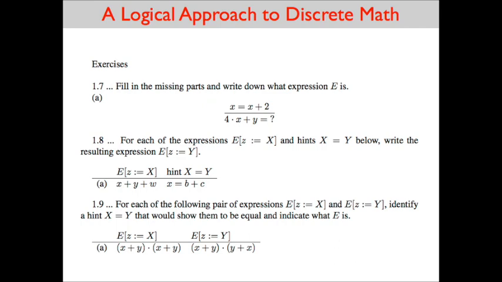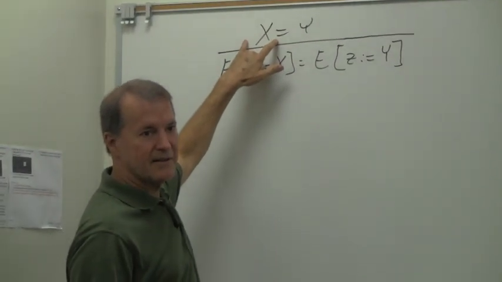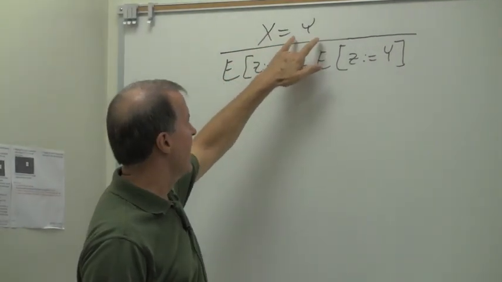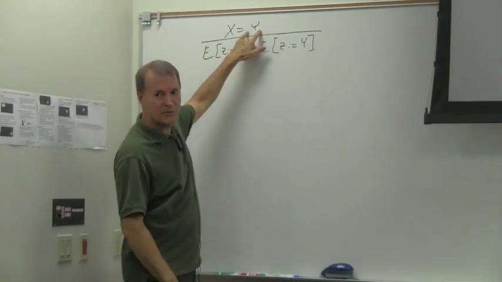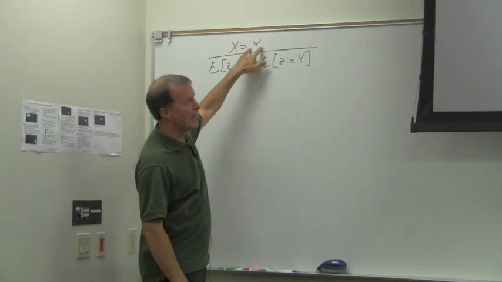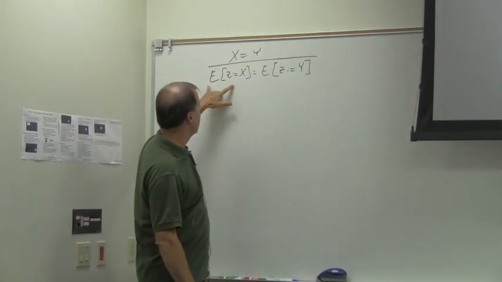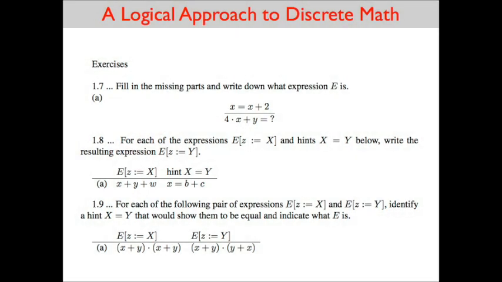He's given us X equals X plus 2. So obviously, capital X is what? Little x. And then the little x plus 2 is? Y. So y is the little x plus 2. Are you with me here? Yeah. Okay. And then what he says is E, and so over here on the left, 4x plus y is the E with z replaced by x, and he wants to know what goes in the question mark here. All right, that's the question.